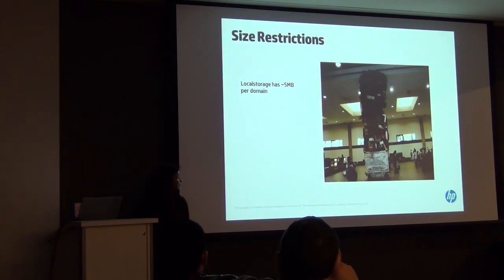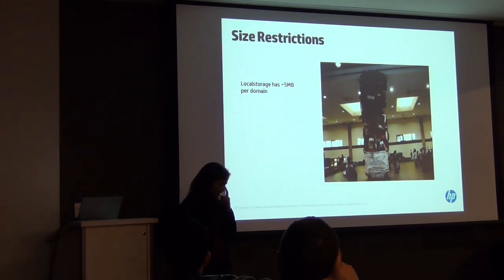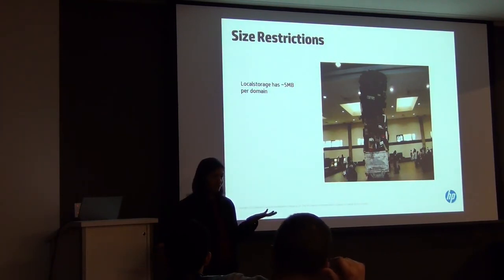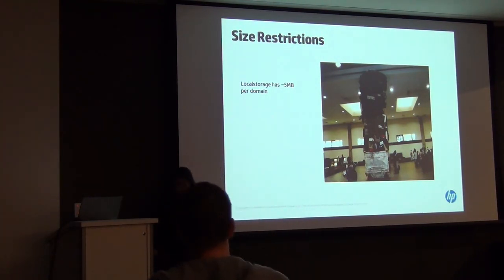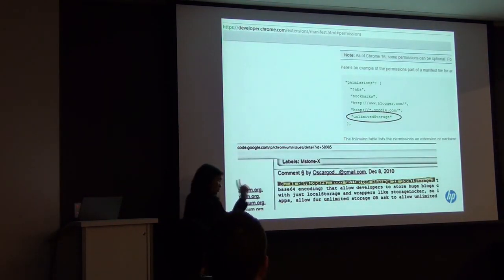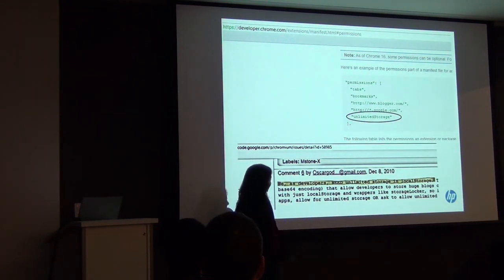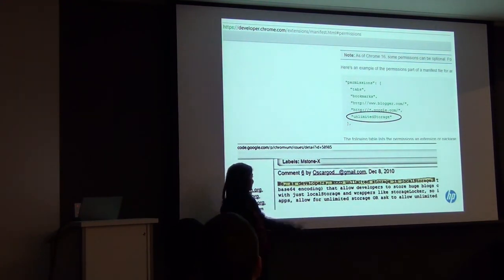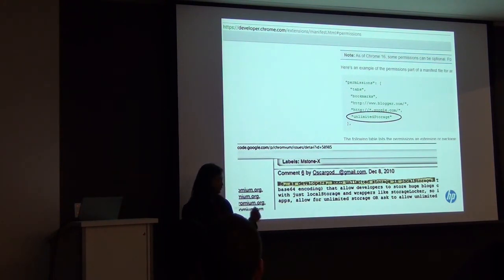Another good thing that HTML5 did is limit local storage data to 5 MB. Now think about that. If you could store however much data you wanted in local storage, you could fill up users' disks and cause a denial of service attack, right? So they restricted that to 5 MB, but that was not acceptable to a lot of people. If you go on the forums, you will see posts like this: we as developers need unlimited storage in local storage.